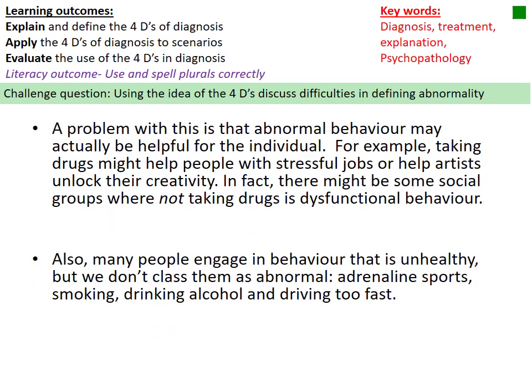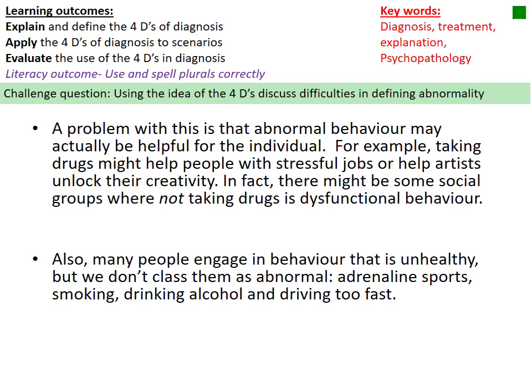Dysfunction gets across the idea of behaviour getting in the way of living a healthy life, which the statistical definition of deviance ignores. But it's a little bit more objective than appealing to social norms. For example, even if a person's sexuality is unusual or shocking to other people, if they can still live a healthy life, then it isn't seen as abnormal.